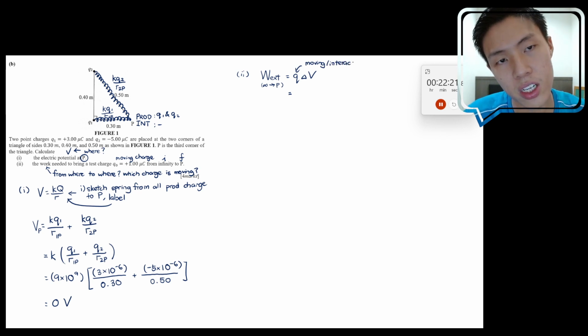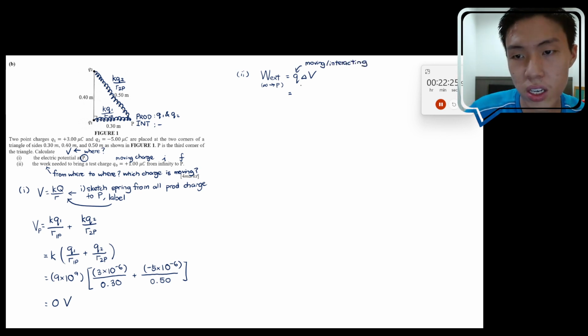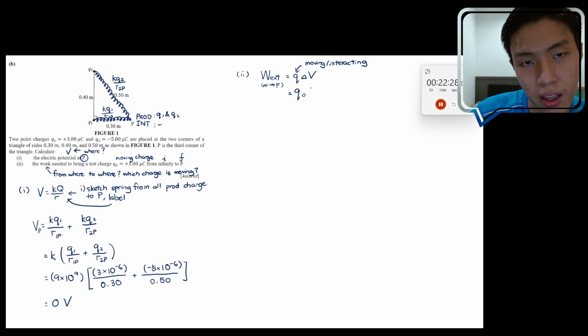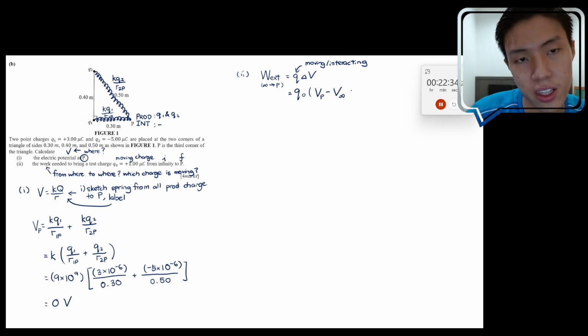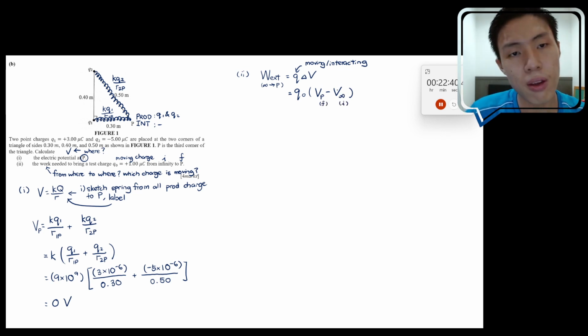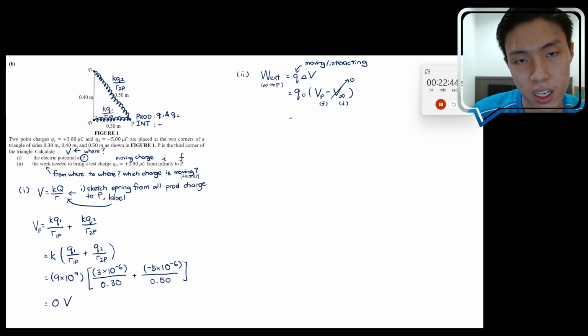Okay, the interacting charge is the moving charge. So in this case, the moving charge will be Q naught. Then next, delta V here will be V final minus V initial. So our final is P, our initial is infinity. This one is your final, this one is your initial. We know that V at infinity is equal to 0. This is just concept: at infinity, your electric potential is equal to 0. So that makes our equation become Q naught multiplied by Vp.